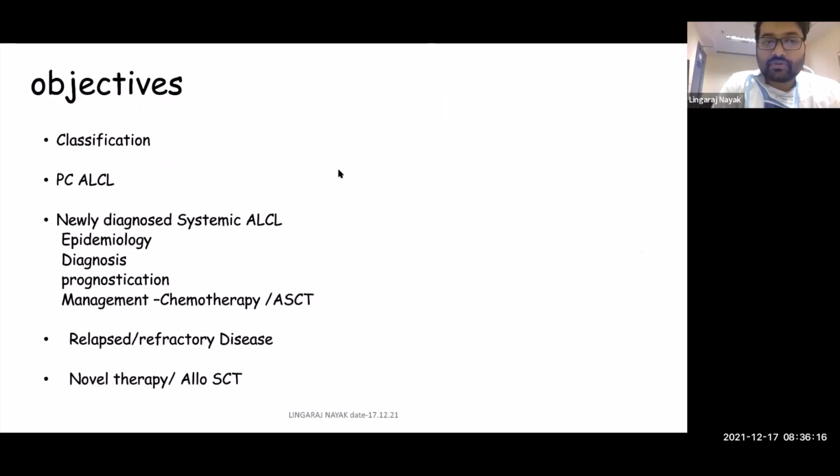Okay, so now the objectives of today's lecture are to discuss classification and a little bit about primary cutaneous ALCL. Then we'll discuss newly diagnosed systemic ALCL in terms of the epidemiology, how to diagnose, prognostication, management, chemotherapy, including transplant, and what is there in relapsed refractory disease, what are novel therapies, and the role of allotransplant.